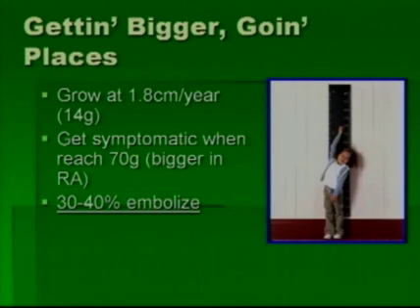They do grow at a somewhat fast pace every year, on average, of course. There's a lot of variability. 1.8 centimeters per year equates to about 14 grams. They get symptomatic in general, and of course this depends on the size of the patient, the size of the heart, when they reach about 70 grams. They can get much larger in the right atrium before they're discovered, because there does tend to be fewer alarming symptoms from right atrial myxomas compared to left atrial myxomas.